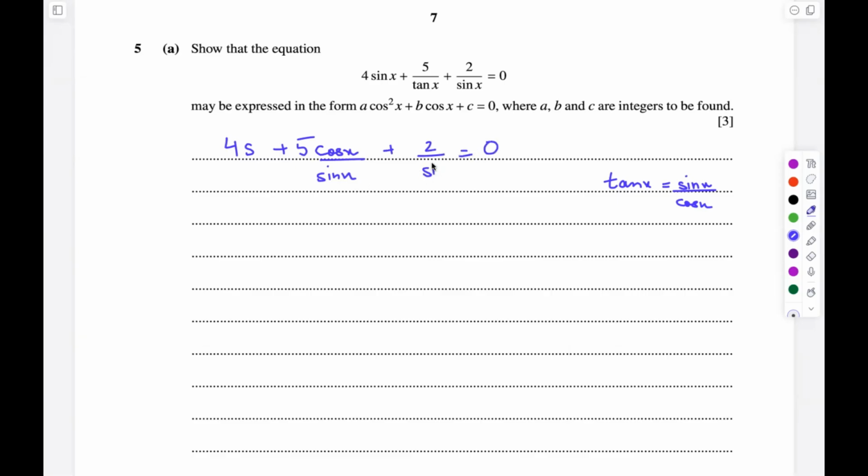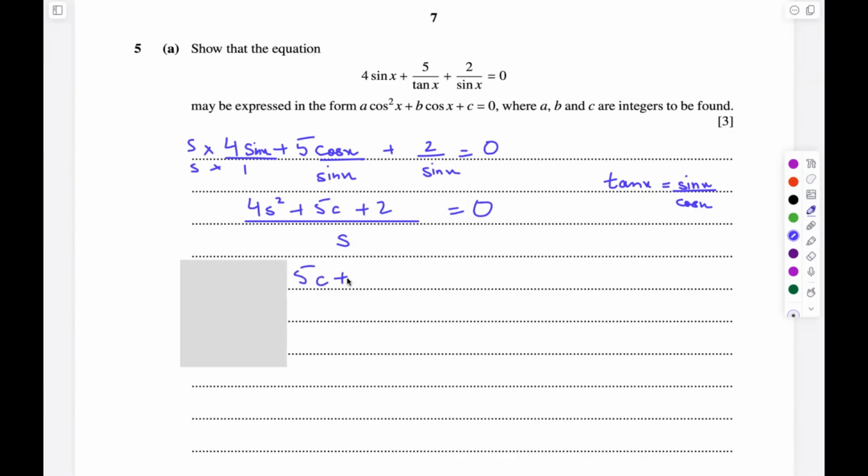Taking the LCM, this is sin x over here, and this is also sin x. So the LCM will be sin x. There's a 1 over here, so this will multiply by sin x. So this will become 4 sin squared x plus 5 cos x plus 2 is equal to 0.